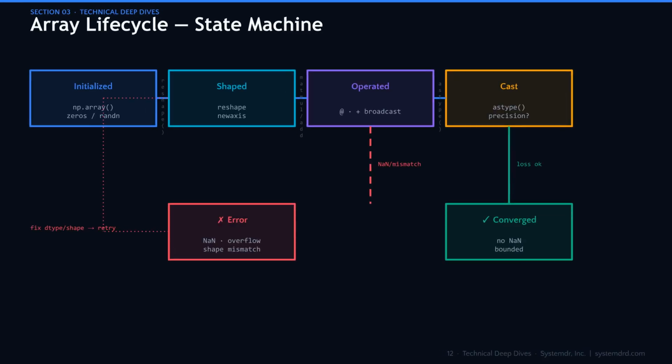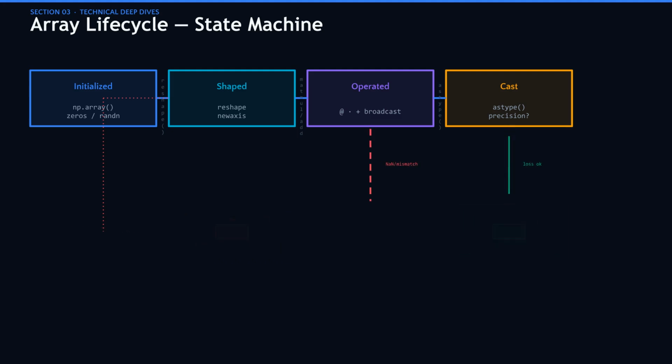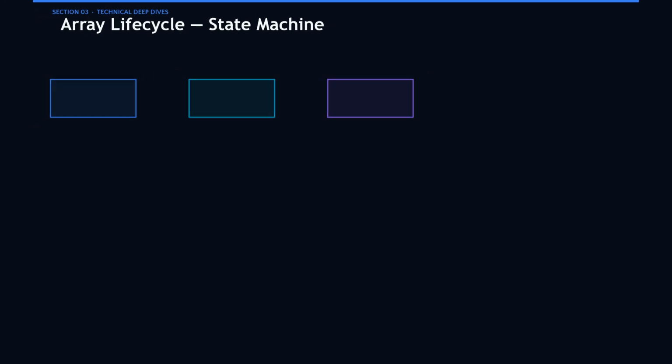Arrays are initialized with a specific dtype and shape. They are reshaped, operated on, and then potentially cast. Errors like NaN or shape mismatches force a retry, emphasizing the need for strict contract adherence at every stage.